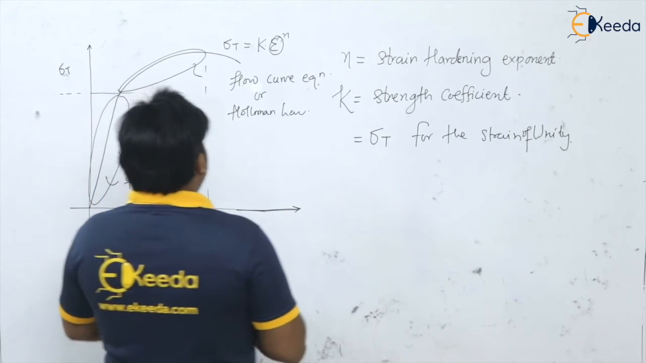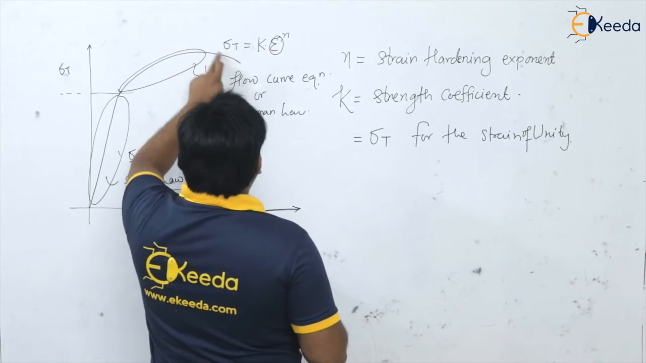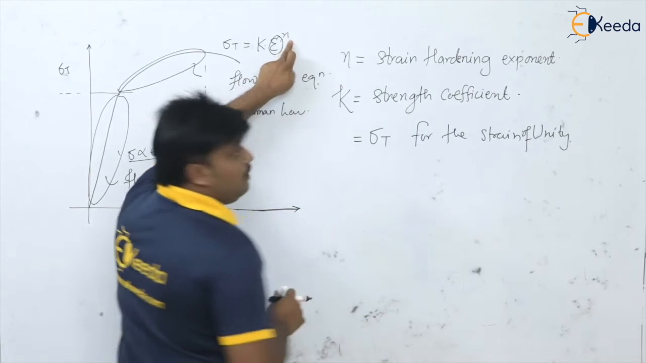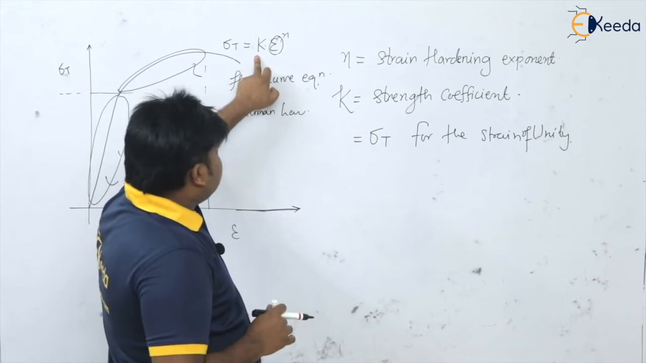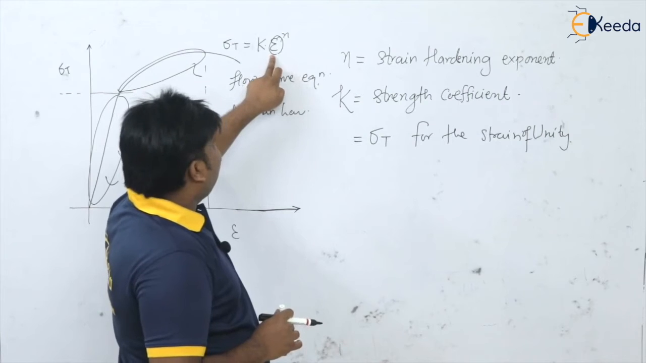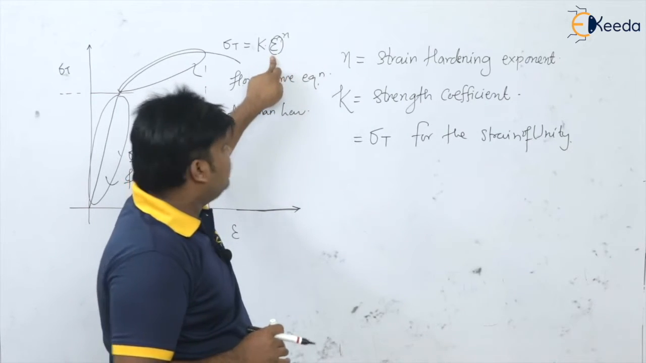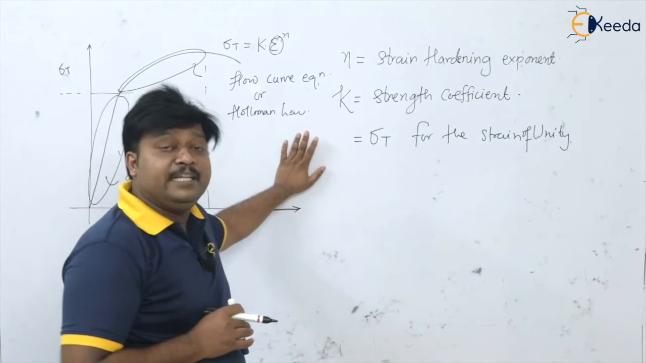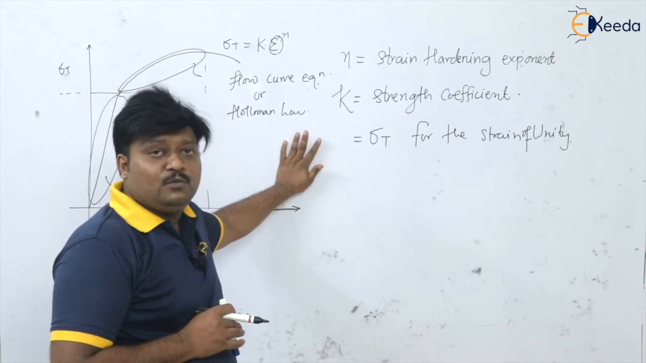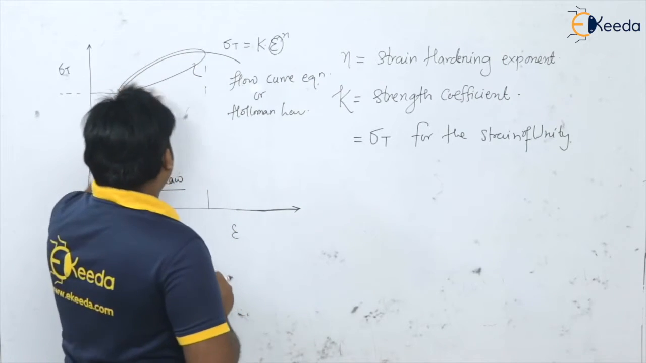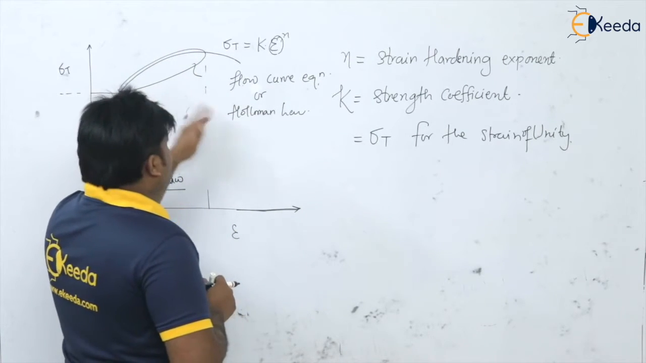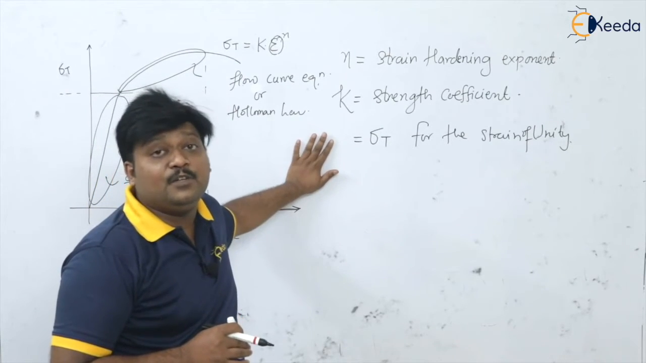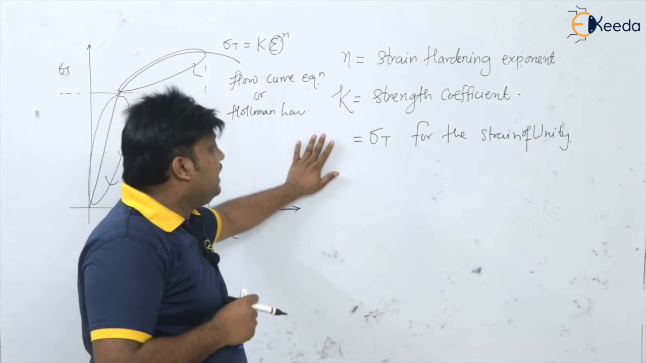Okay, so what does this flow curve equation tell us? That sigma T, the true stress, is equal to K into epsilon to the power n, where K is the strength coefficient, epsilon is true strain, and n is the strain hardening exponent, which is very important, which will show you the presence of the strain hardening. The more strain hardening a material shows, the higher its value of n. It's a kind of material property.